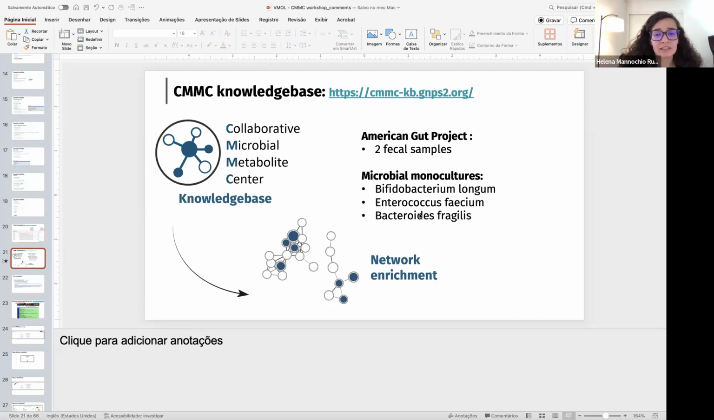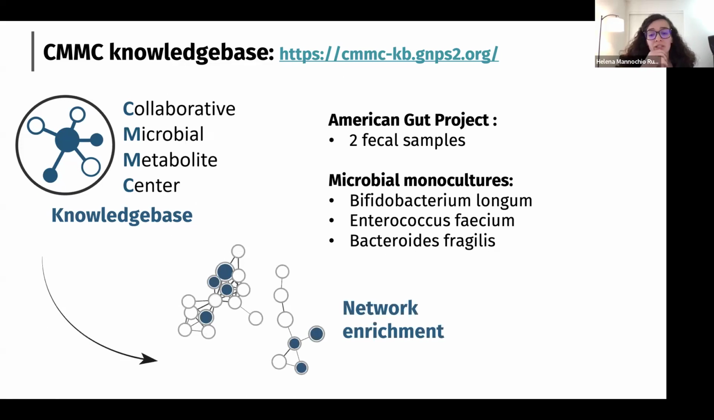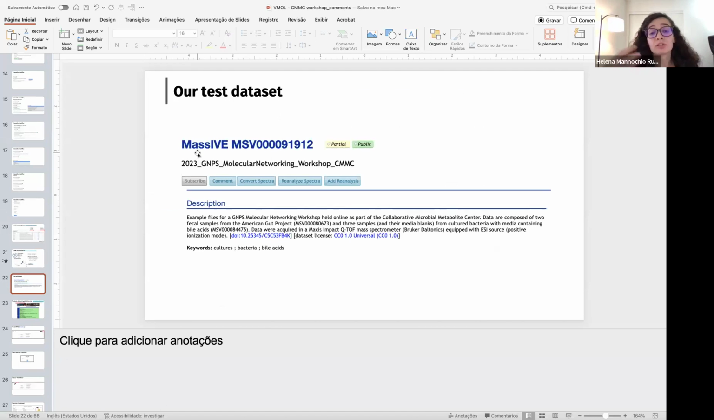Right now I went briefly into the CMMC knowledge base, but now I would like to go into a little bit more detail on the network enrichment analysis. For that, our test data set will be 2 fecal samples of the American Gut Project that I briefly mentioned before, and also 3 different microbial monocultures in which bile acids were added into the media, and we wanted to see if there would be any transformations happening. If you want to take a closer look into the data, it's deposited in MassIVE. It's publicly available.